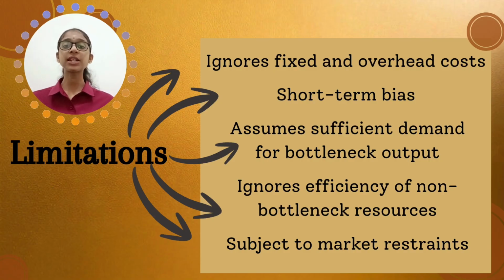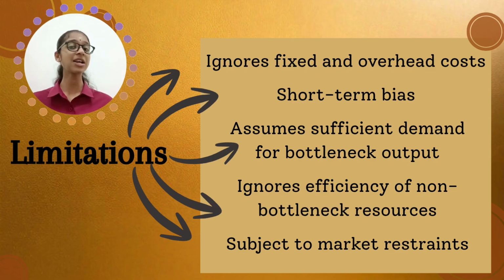First, TPAR ignores fixed and overhead costs when evaluating product performance. Since the focus is mainly on throughput and direct material costs, the impact of fixed costs may not be fully considered in decision making. As a result, a product that appears attractive based on TPAR may not necessarily contribute significantly to overall profitability. Second, TPAR tends to have a short-term bias. It is designed primarily for short-term operational decisions and may not adequately consider long-term business objectives such as market growth, innovation, or strategic investments. This can lead managers to prioritize immediate gains over future opportunities.